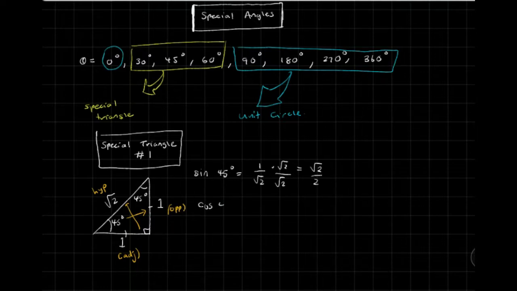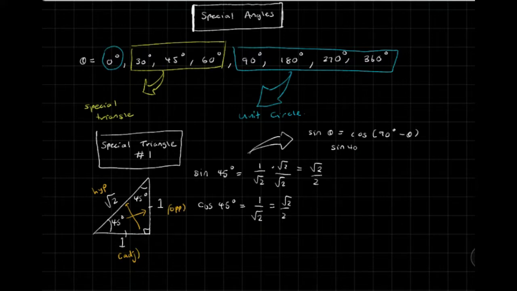And if we take a look at cosine 45 degrees, well, we'll actually see that it's the adjacent side over the hypotenuse, and you'll actually get the same ratio, 1 over square root 2, which is square root 2 over 2, right? And this actually coincides with what we showed earlier, that sine theta is equal to cosine of 90 degrees minus theta, right? So you can notice here that sine 45 degrees is equal to cosine of 90 minus 45, which is equal to cosine 45. So they actually have the same ratio. So that's one way we can actually see that, right? So you actually get square root 2 over 2.